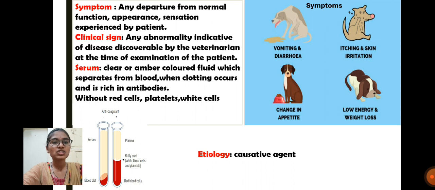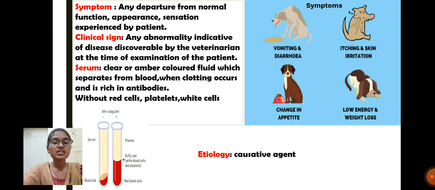Symptom is any departure or deviation from a normal function, appearance or sensation experienced by the patient. Like we can see various symptoms in animals like vomiting, diarrhea, itching, skin irritation, change in appetite or a loss of appetite. These are all some symptoms of a disease. Clinical signs are those abnormalities indicative of a disease discoverable by the veterinarian at the time of the examination of the patient.